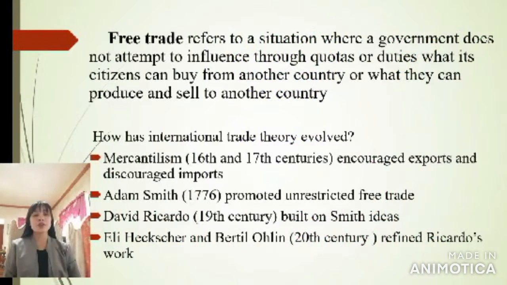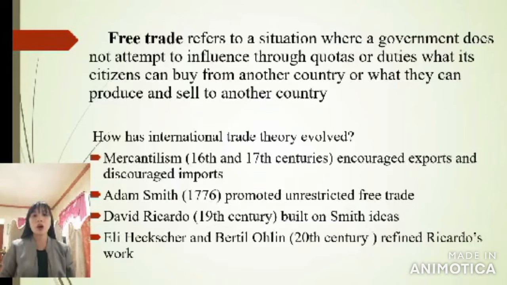Free trade refers to a situation where a government does not attempt to influence, through quotas or duties, what its citizens can buy from another country or what they can produce and sell to another. So free trade is a largely theoretical policy under which governments impose absolutely no tariffs, taxes, or duties on imports or quotas on exports. In this sense, free trade is the opposite of protectionism, a defensive trade policy intended to eliminate the possibility of foreign competition.